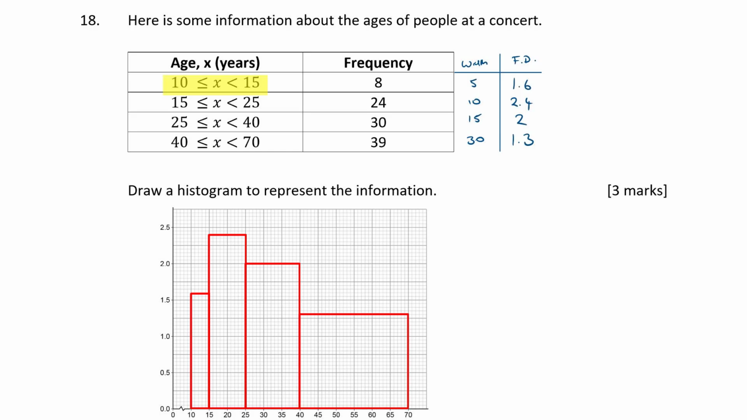Okay, there we go. So just remember, with a histogram, it's the area of the bar that is proportional to the frequency and not its height. So, job done.